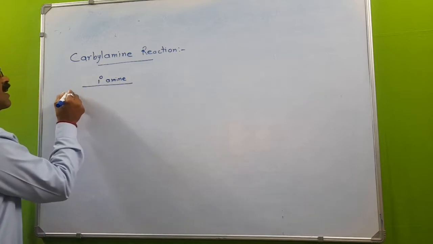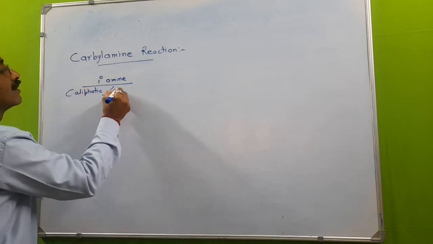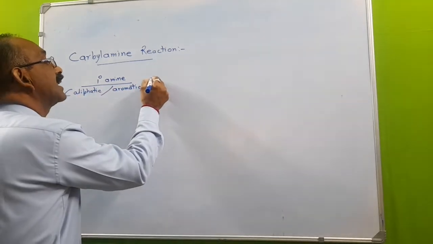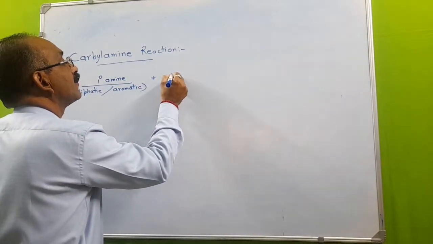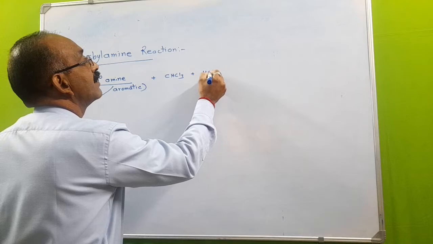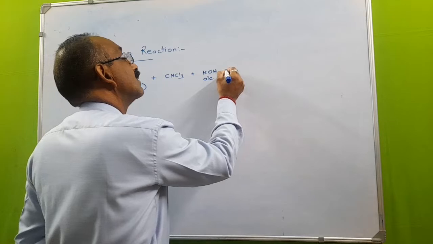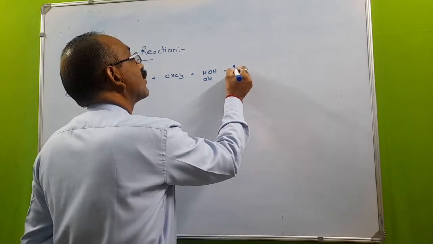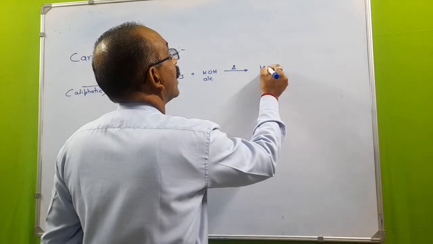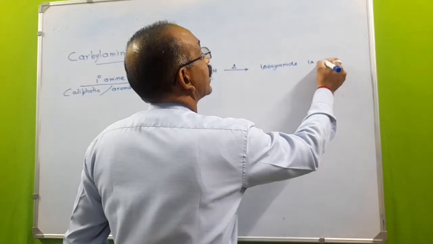whether it is aliphatic or it is aromatic, when reacts with chloroform in presence of an alcoholic KOH, here slight warming is required, we obtain isocyanide.